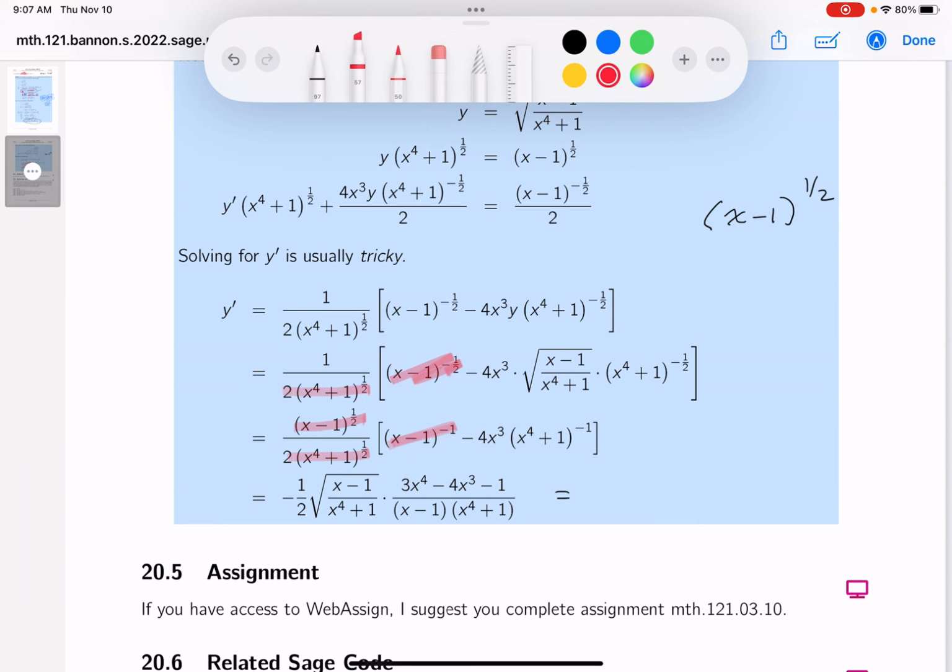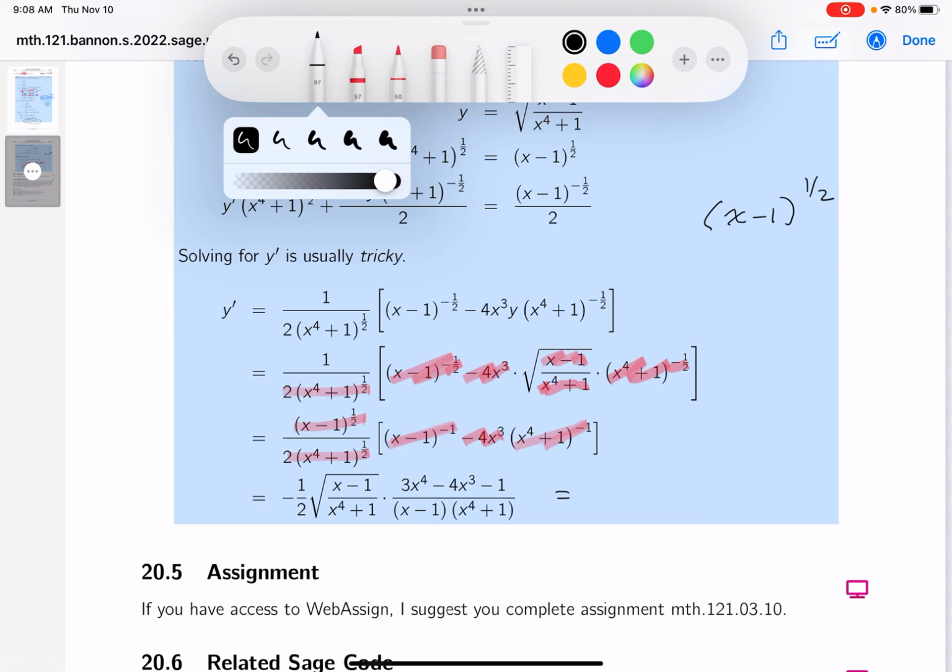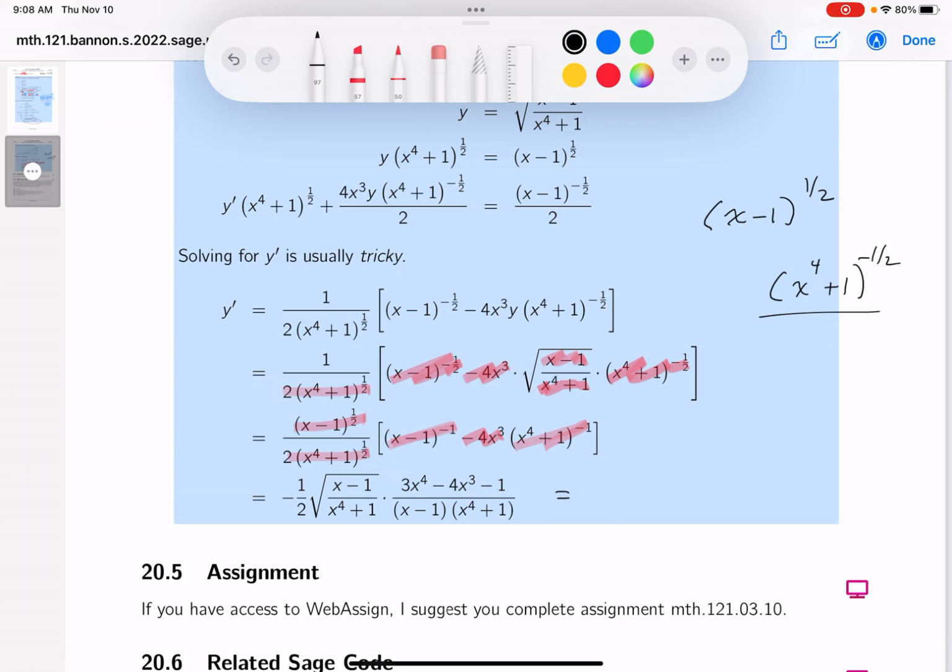Well, you get this. That's still going to be there. You get this. That's still going to be there. You get this. That's still going to be there. And this comes out. All right, but I'm at a loss now. I'm looking at this, and I'm wondering where that came from. Well, let's go through it. I got (x^4 + 1)^(-1/2) over (x^4 + 1)^(1/2).